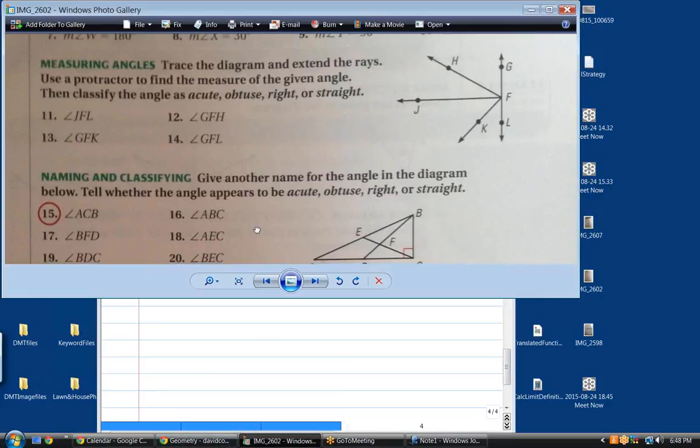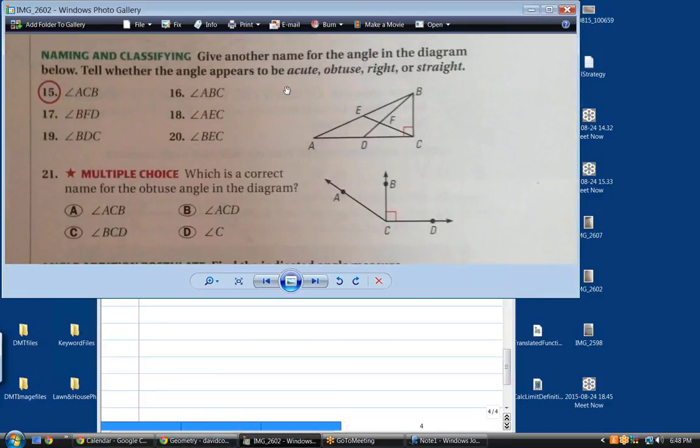15 and 16. Give another name for the angle in the diagram below. Tell whether the angle is one of those four. ACB. What kind of angle is that? ACB, that is a right angle.